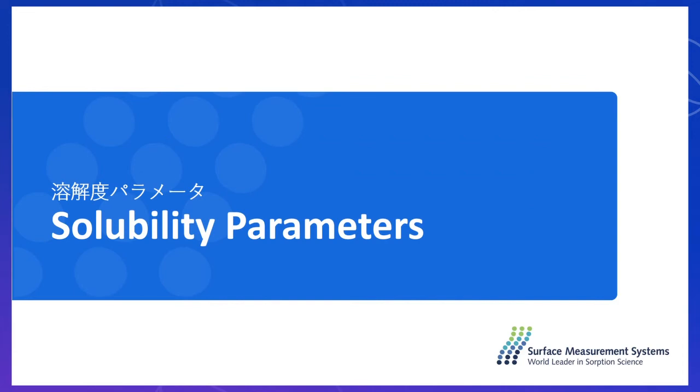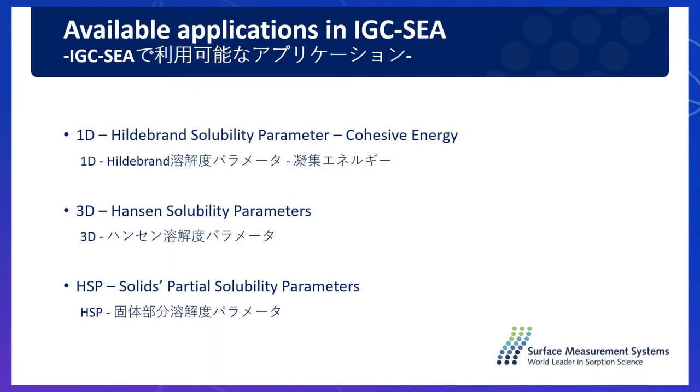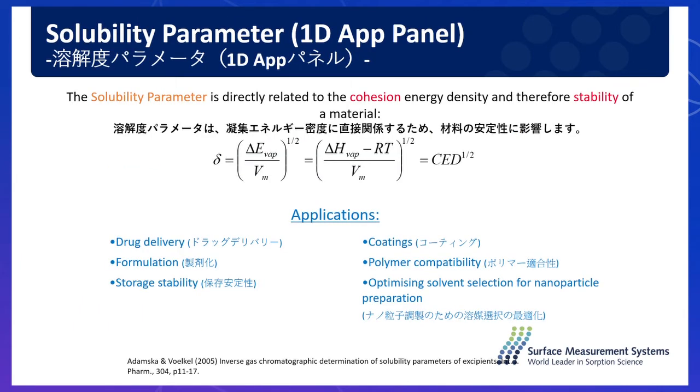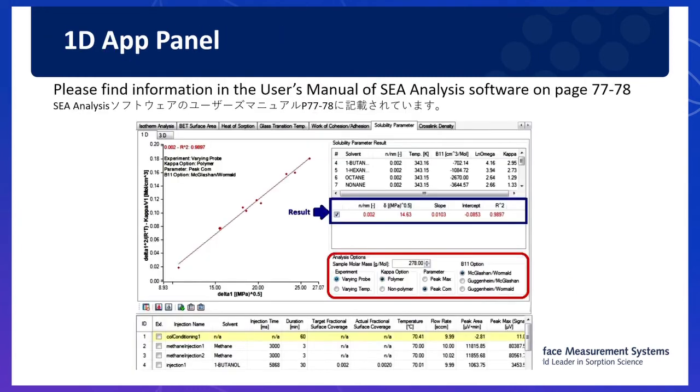In the next couple slides, I will show you some solubility parameters data. In the iGC-SEA software, we implemented all the 3 different available methods for solubility parameter analysis: the classic Hildebrand, the Hansen solubility parameters, and the solid partial solubility parameters. The classic Hildebrand solubility parameter is based on this equation. Solubility parameters can be used for drug delivery, formulation, storage stability, coatings, and so on.